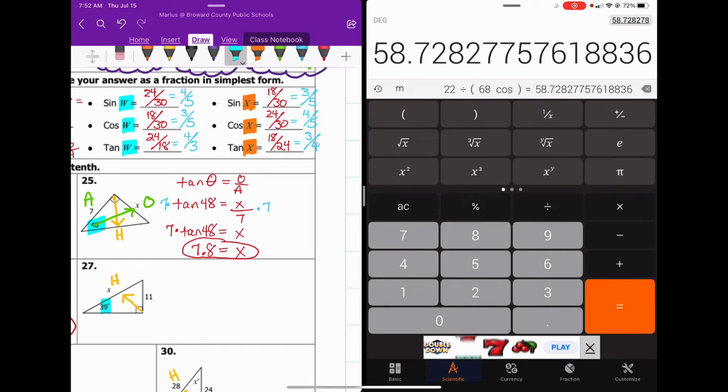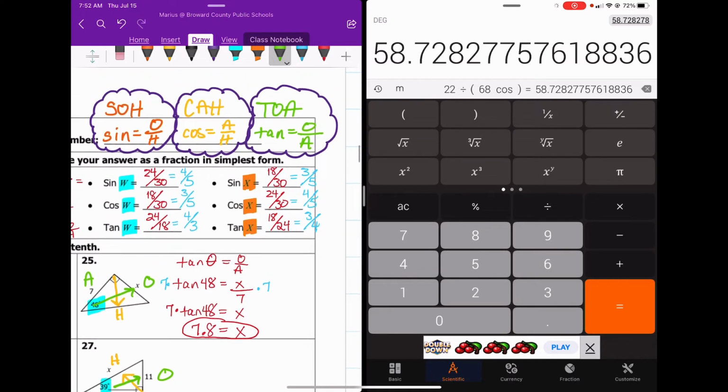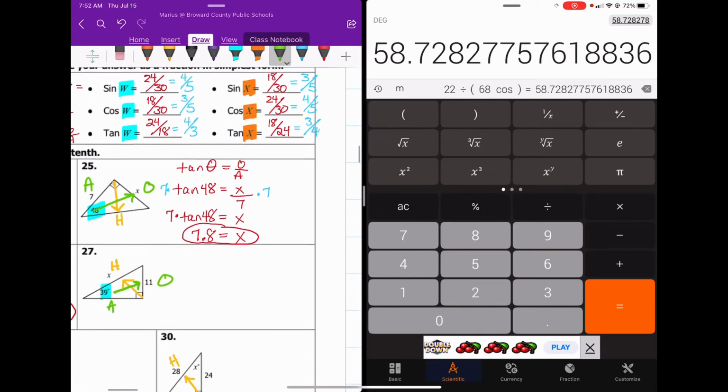We need to identify the angle, and now we can identify what's opposite. This is opposite. The 11 is opposite, which makes the blank side the adjacent. Now the parts that we have are the opposite and the hypotenuse. The adjacent, they didn't give us anything. It's completely blank. So we need to look for the trig function that uses opposite and hypotenuse, which is sine.